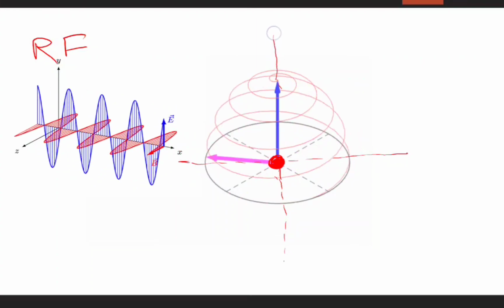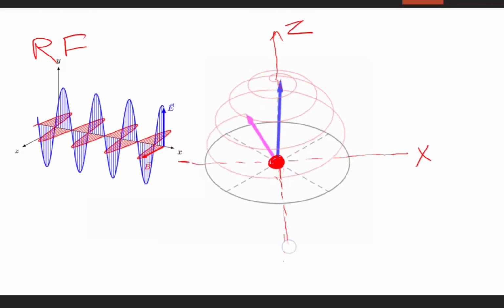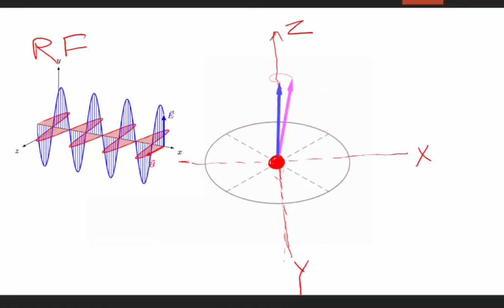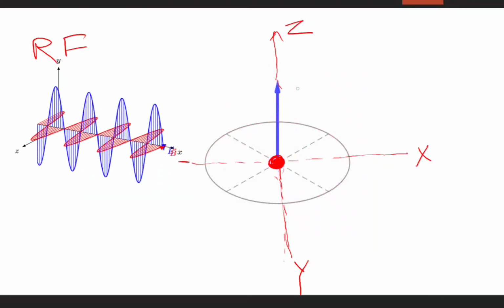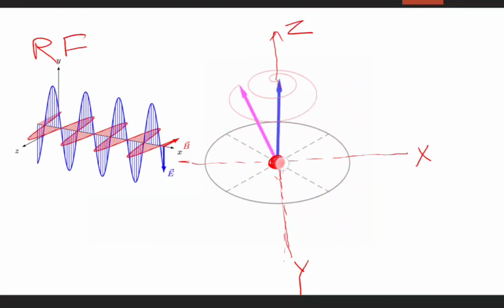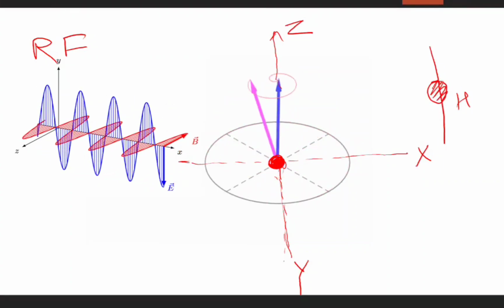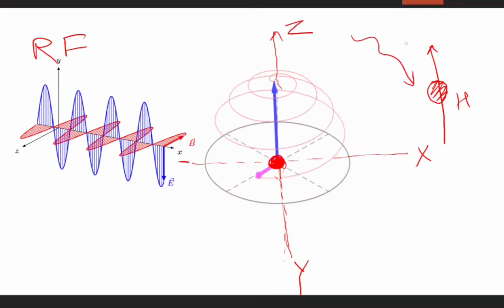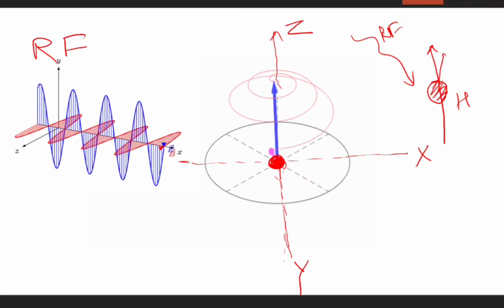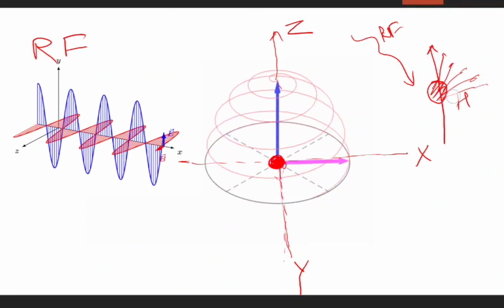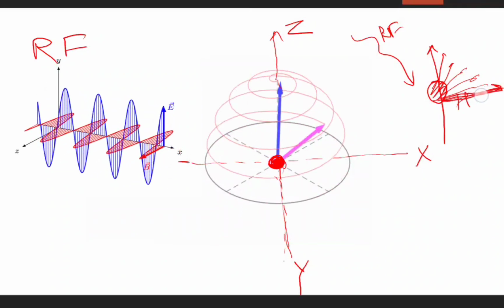This is your, suppose, Z axis, this is your X plane and this is your, suppose, Y plane. So you can see here that this vector is the hydrogen atom. If we give RF, it starts getting excited, and in the final excitation it goes here.